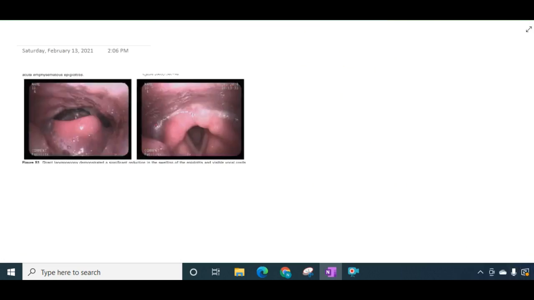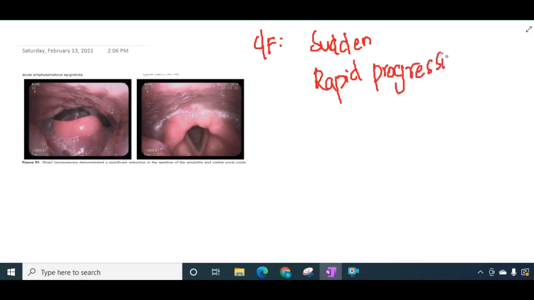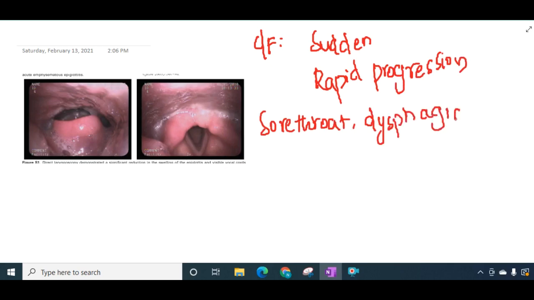This is the picture of epiglottitis. Before we go into it, the clinical features: they occur very suddenly. There are sudden symptoms with rapid progression in acute epiglottitis. Here the child presents with sore throat and dysphagia.